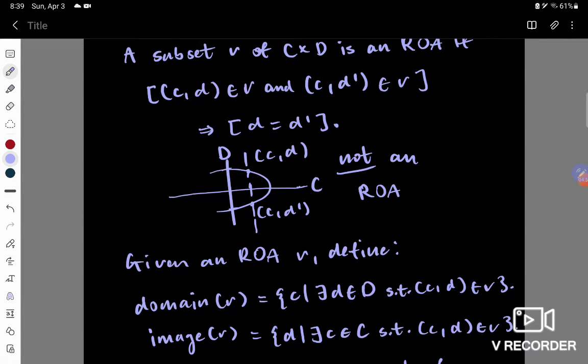So really this corresponds to all of the elements in the first coordinate and all of the elements in the second coordinate respectively for domain and image. And to specify a rule of assignment is actually equivalent to specifying its domain and its image and vice versa. If you specify the domain and image of a rule of assignment, then one can specify the rule itself given the domain and image.